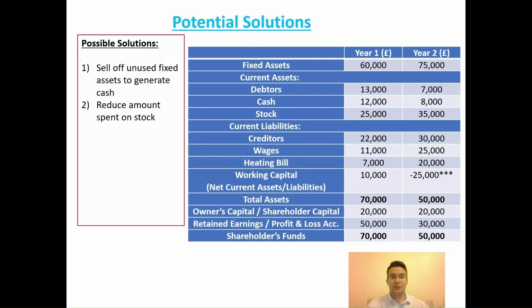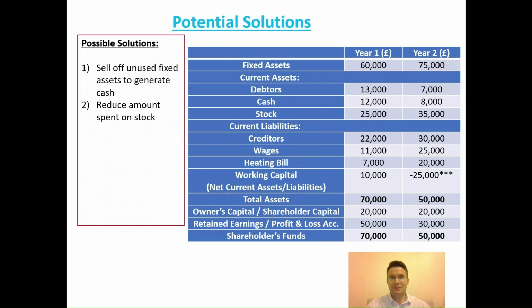The second thing you could potentially do is reduce the amount you've spent on stock. In this case, the stock holding is 25,000 up to 35,000. Now, how do you reduce the amount you've spent on stock? Of course, you could find a different supplier. Yes, of course you could.